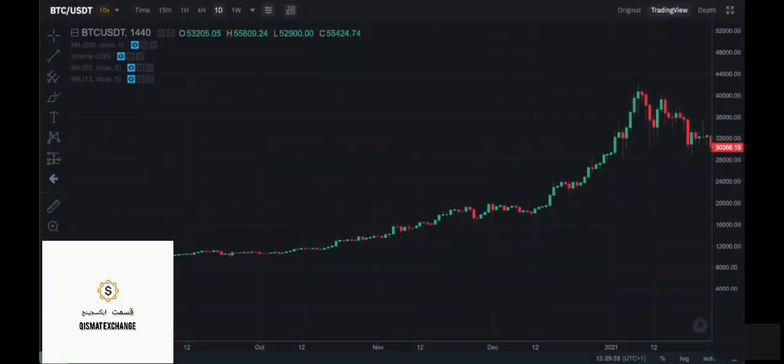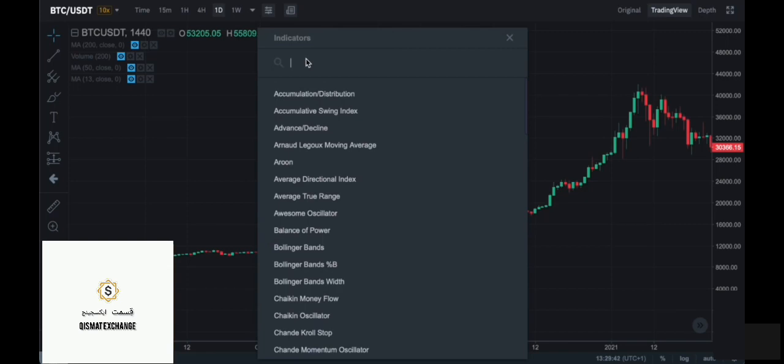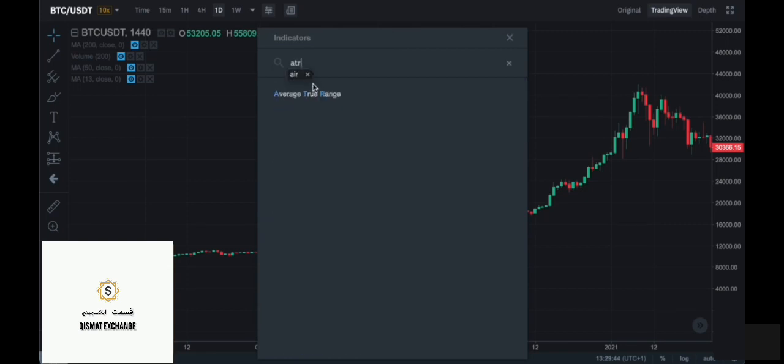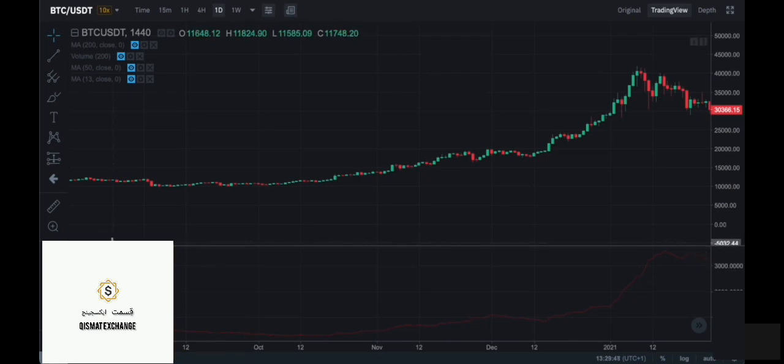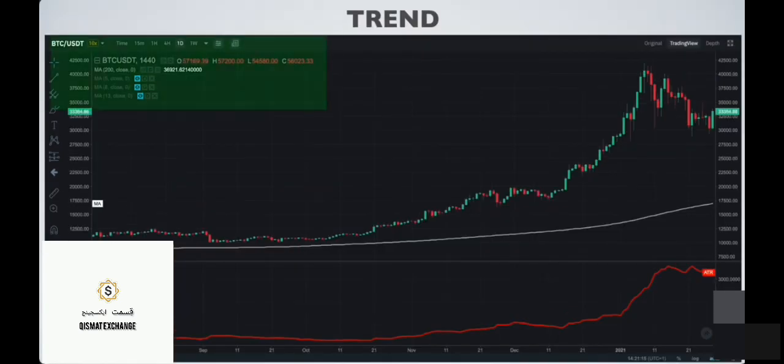Average true range. Go back to Binance, go to our indicators right here, and you can just type in ATR, average true range. And we're going to click on that, and then we have that indicator right here for us. First thing we do, just make sure that everything is right in the top left-hand corner. We've got the right market, 1 day, and any other analysis that you want. I've got the 200-day moving average here as a line in white.